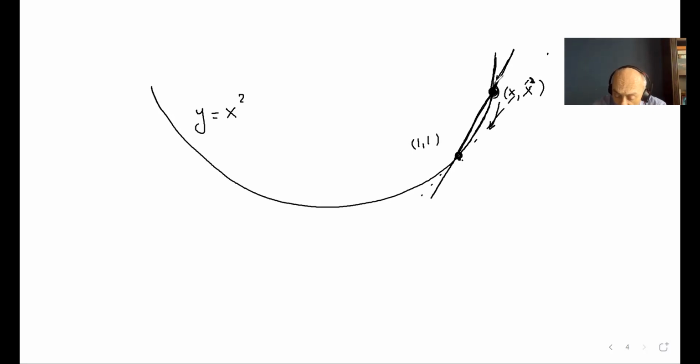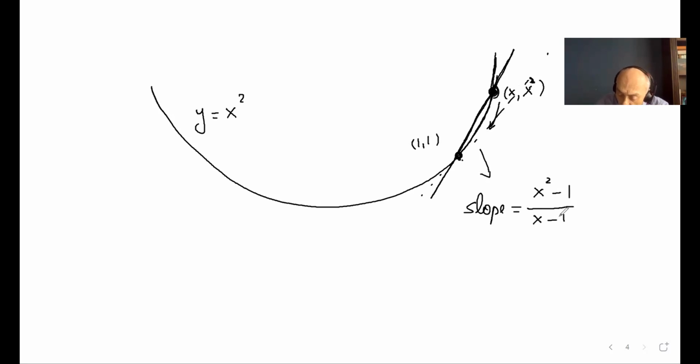Now let's see what happens with the line here. The line connecting (x, x squared) and (1, 1) will have a slope. What is the slope of that line? It will be the difference of y's, which is why I reviewed slopes earlier: x squared minus 1, divided by the difference of x's, which is x minus 1.